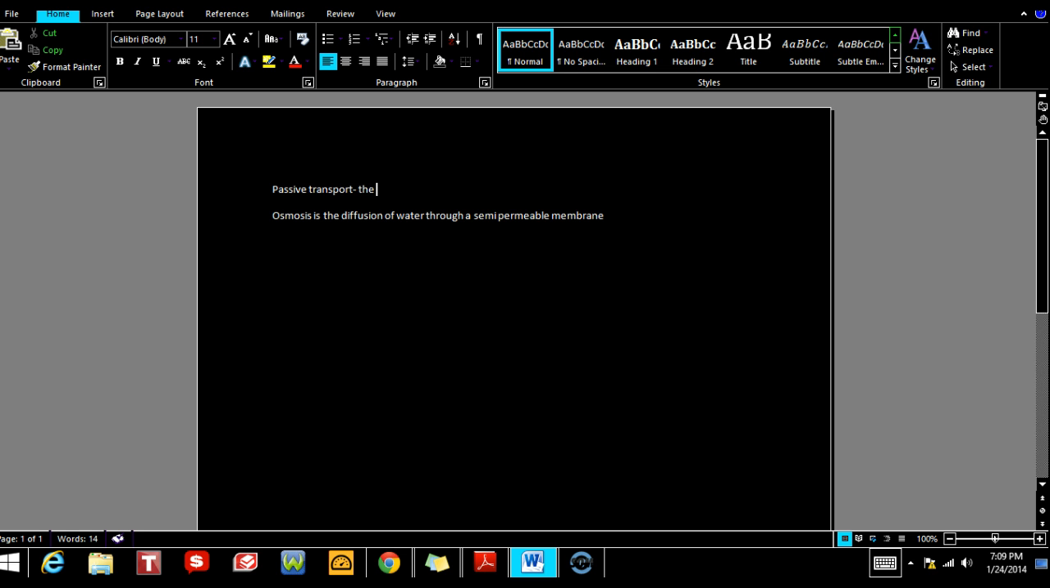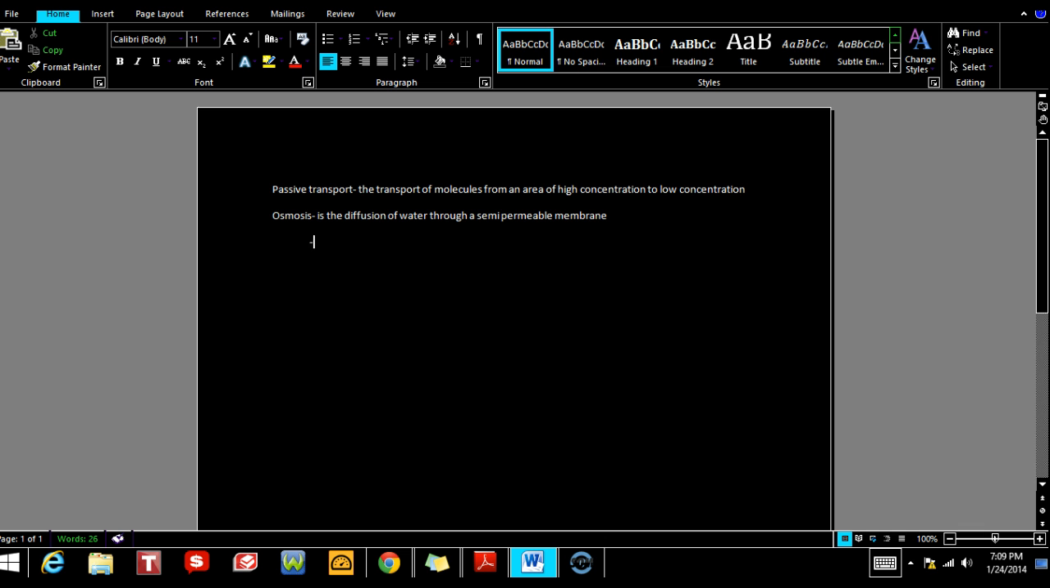And we talked about passive transport being the movement or the transport of molecules from an area of high concentration to low concentration. Okay, so a type of passive transport is osmosis, all right? And osmosis is the diffusion of water through a semi-permeable membrane.